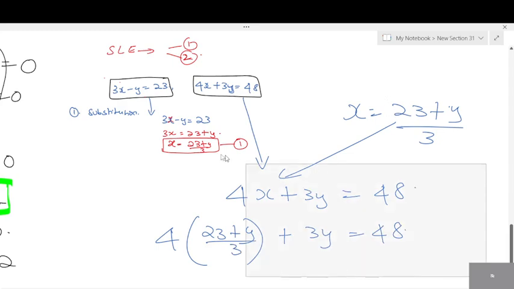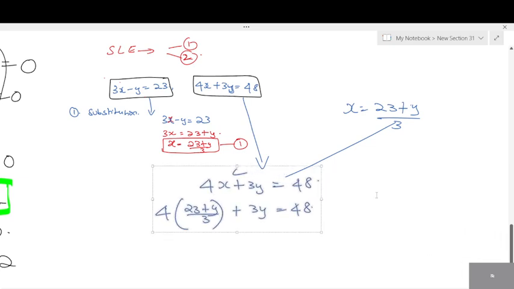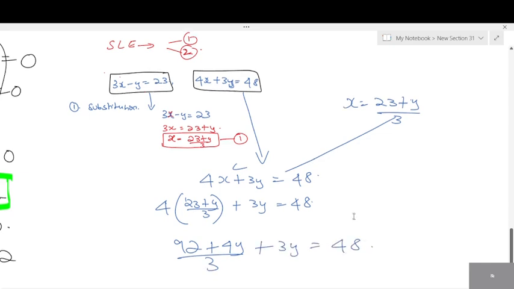Is this clear? Did you all understand what substitution is? Any doubts in this? Okay, now solve this, students. When you multiply, what do you get? 4 into 23, multiply this, you get 92. 4 into y is 4y. So 92 plus 4y divided by 3, plus 3y is equal to 48.